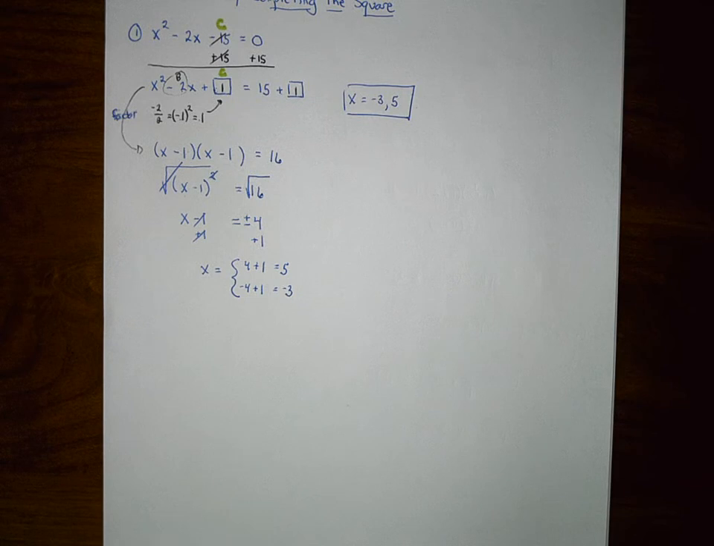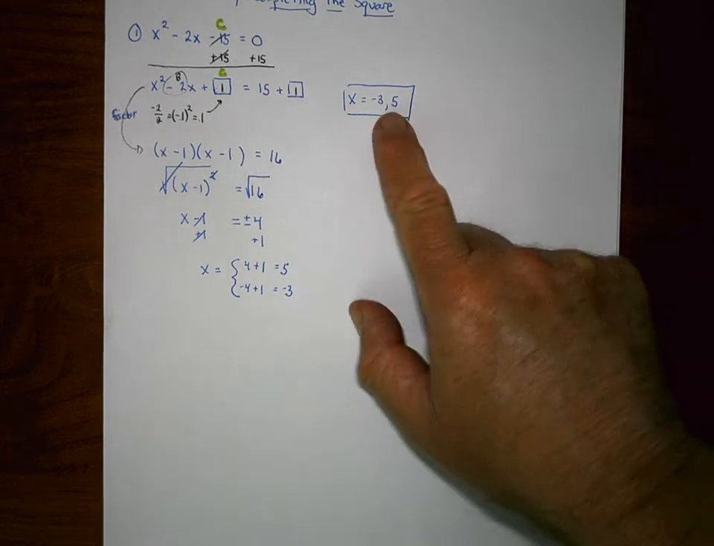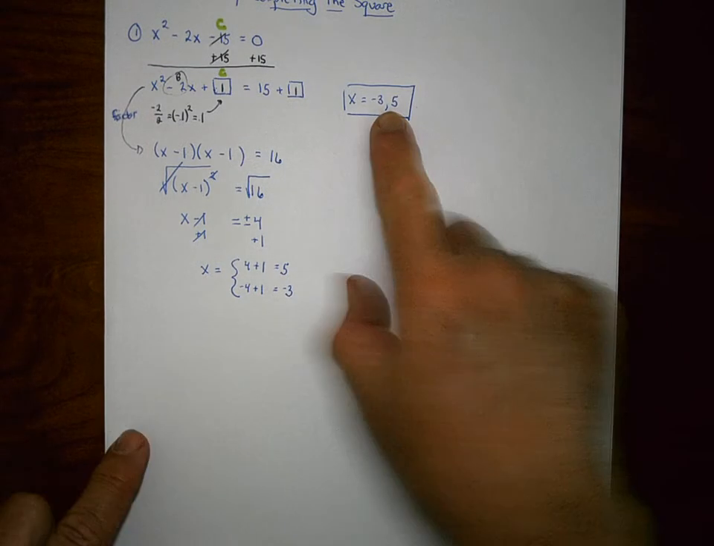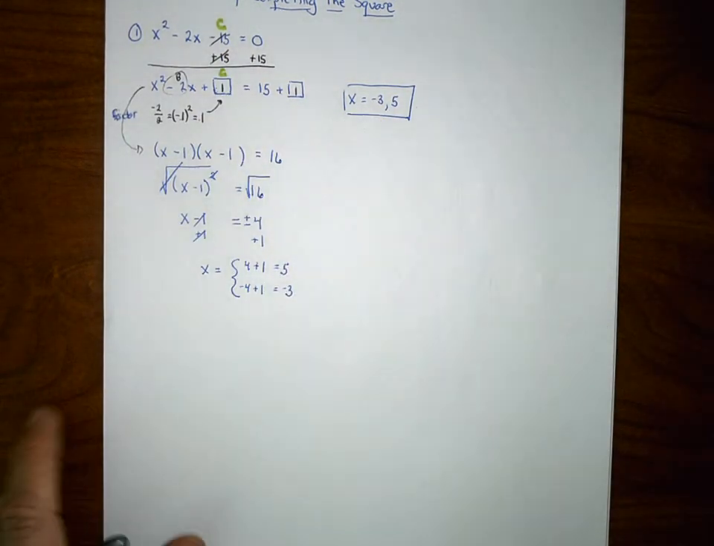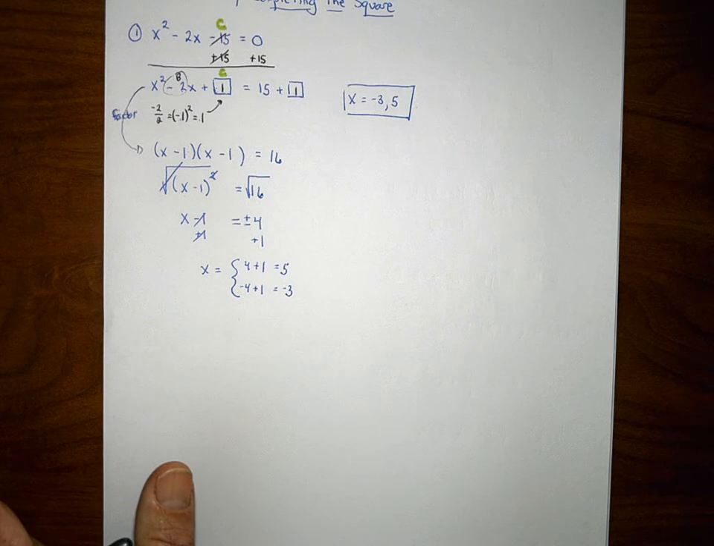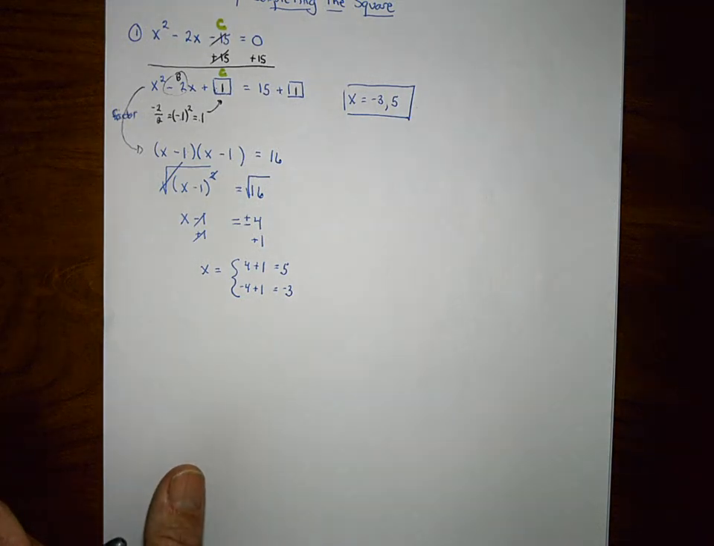Okay, and it's very important that you put both of those answers in. The reason is that, if you recall, these two answers tell me exactly where the graph crosses the x-axis, if I were to graph this. All right, so that would be the example of how to complete the square.